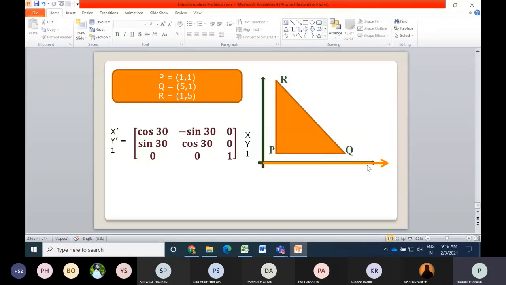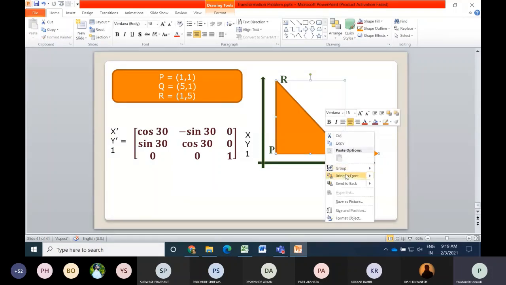Okay, so for that, what we will do, ungroup this thing, and for reference purpose, we will move one line here. Now we will just group it.